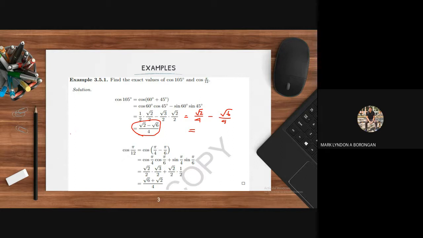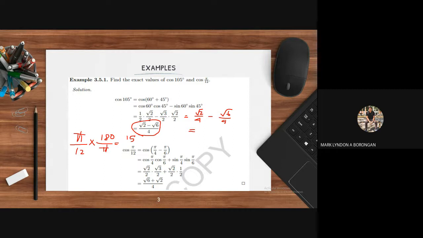As you can recall, we can transform pi over 12 into an angle. The pi cancels out, so we have 180 over 12. That is 15. So, that is just 15 degrees. Okay, 15 degrees.